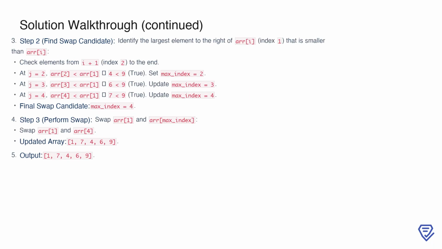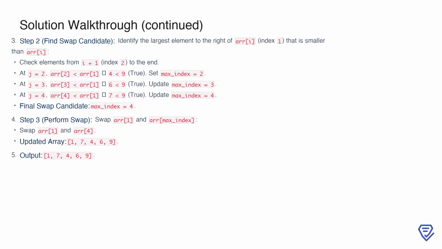Now that we've determined the breakpoint at index 1, we need to find the largest element to its right that is smaller than arr[1], which is 9. Starting from index 2, we check each element. At index 2, arr[2] is 4, which satisfies 4 < 9. So, we set max_index to 2. At index 3, arr[3] is 6, which also satisfies 6 < 9, so we update max_index to 3. At index 4, arr[4] is 7, which still satisfies 7 < 9, so we update max_index to 4.